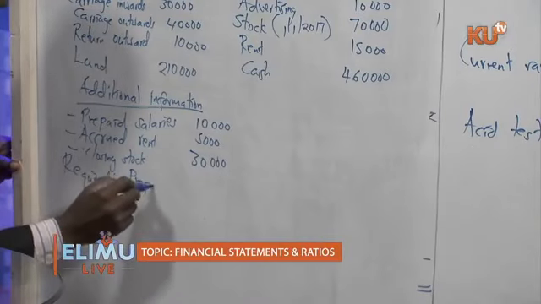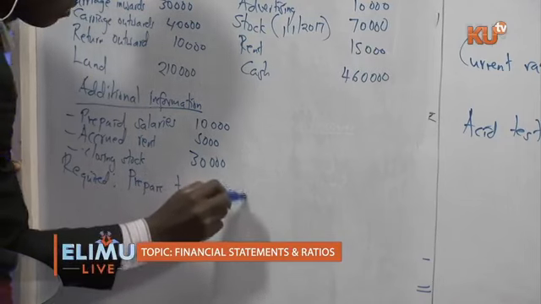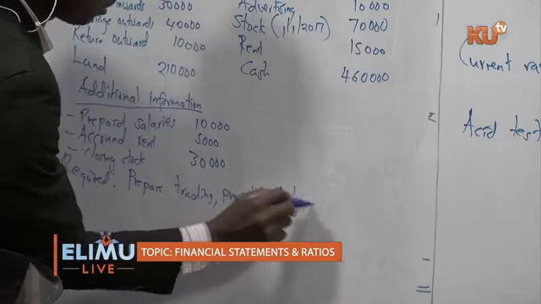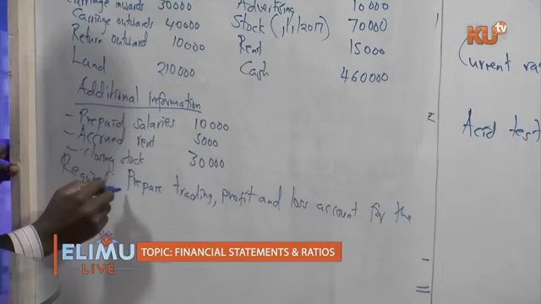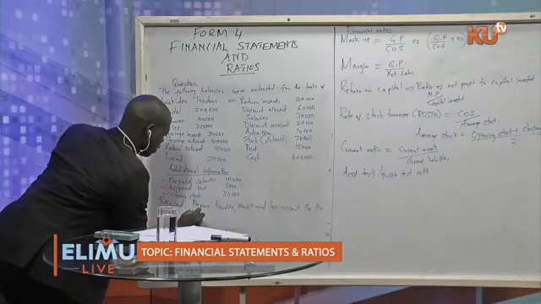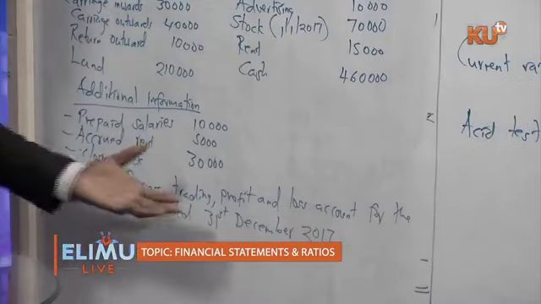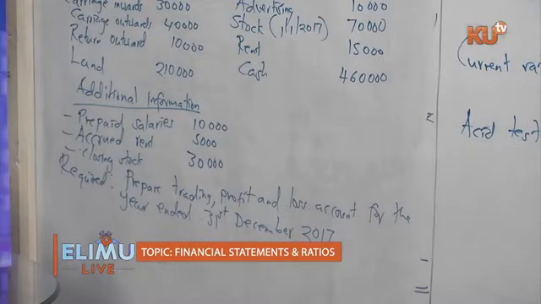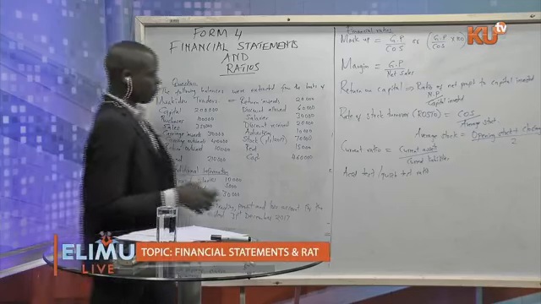You prepare trading profit and loss account for the year ended 31st December 2017. So this is a 1 year period from 1st January to 31st December 2017. That is the question that we have. But then once we have prepared the statements, we are going also to see how we can calculate the ratios.